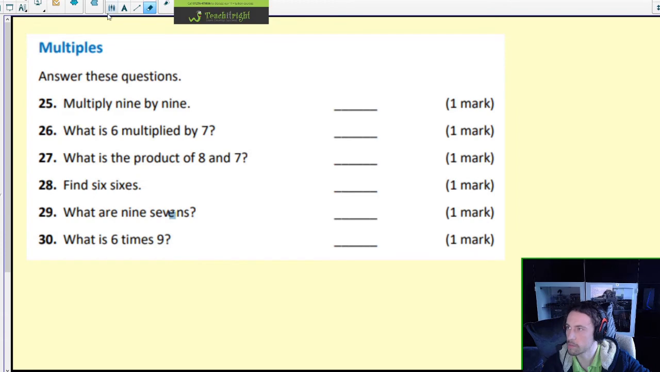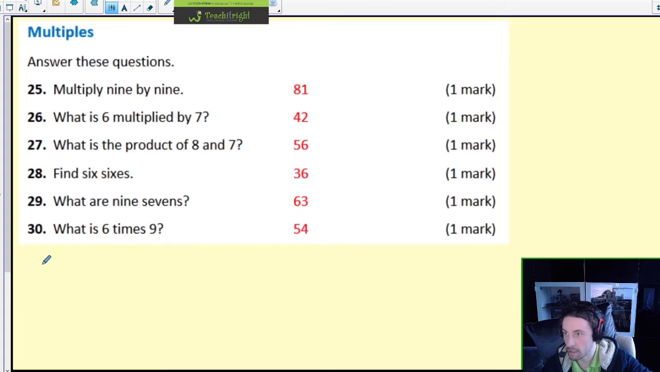Multiples next. So looking at these, multiply 9 by 9. That means what is 9 times 9? The answer is 81. What is 6 multiplied by 7? That's 42. What is the product of 8 and 7? Again, it means 8 times 7. That's 56. Find 6 sixes is another way of saying 6 times 6 equals what?